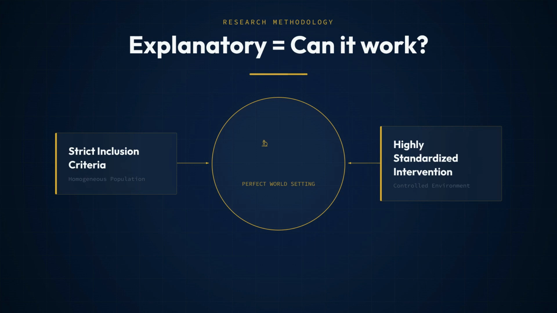For example, in an explanatory hypertension trial, we might only include adults with no other diseases who promise to take every single pill at exactly 8 a.m. This tells us the maximum potential of the drug.